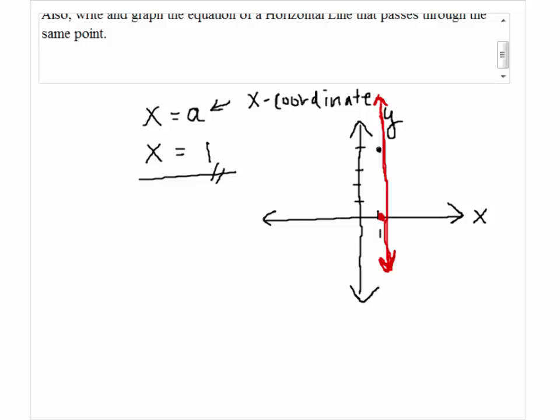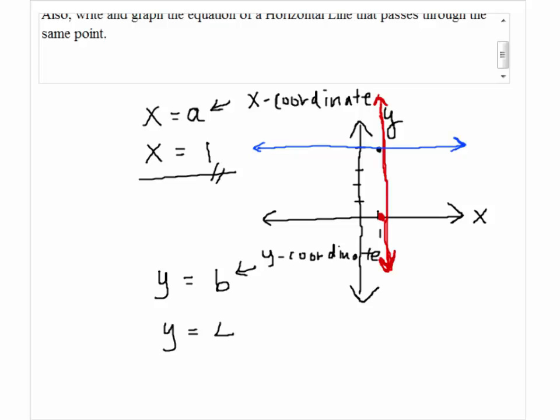A horizontal line that goes through (1, 4) will look like a blue line. A horizontal line has the form y equals b, where b is the y-coordinate of a point. So the answer will be y equals 4.